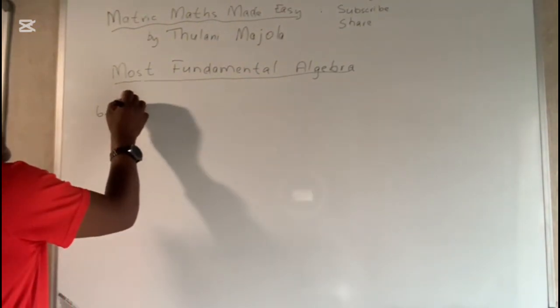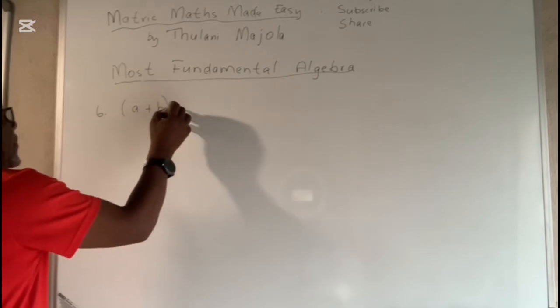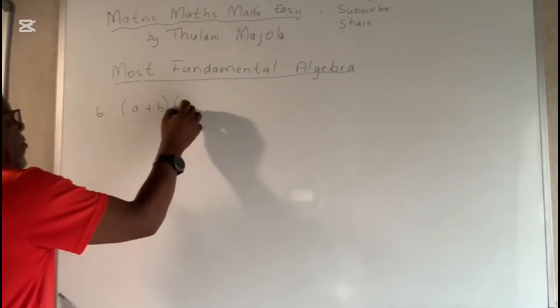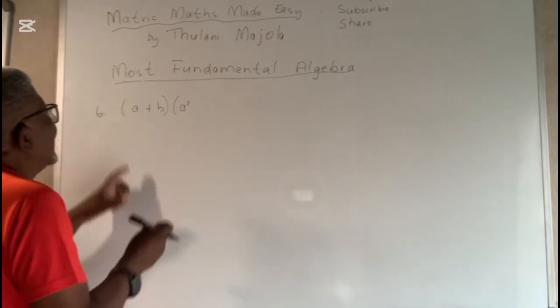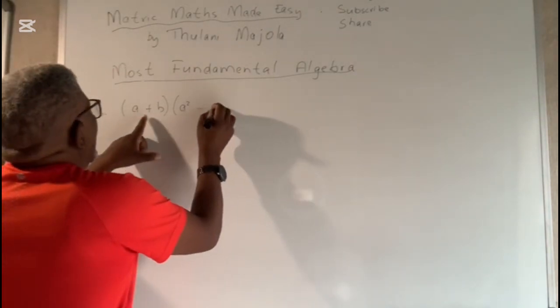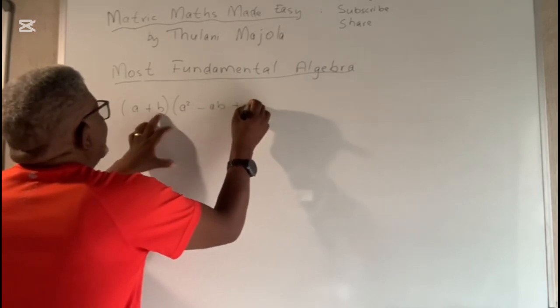So, what happens when you multiply a binomial by a trinomial? But this trinomial is special. That is a squared minus the product of a.b. plus b squared.